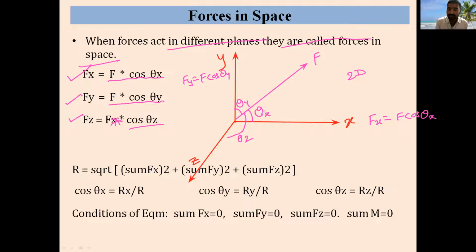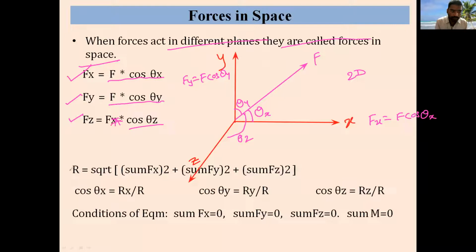Theta x is the angle F makes along the x direction. Theta y is the angle F makes with respect to the y direction. Theta z is nothing but the angle F makes with respect to the z direction.